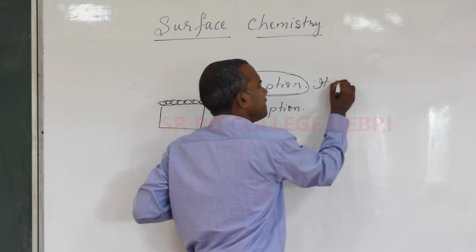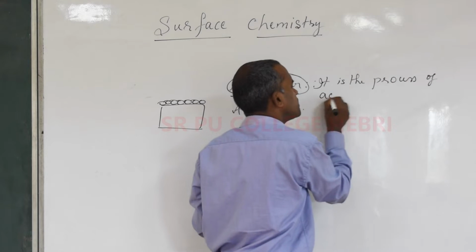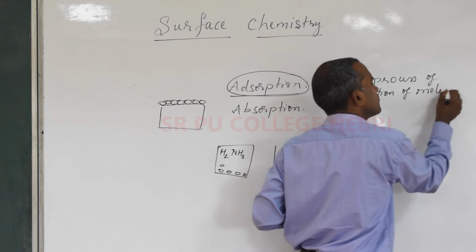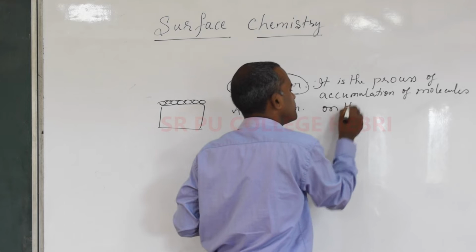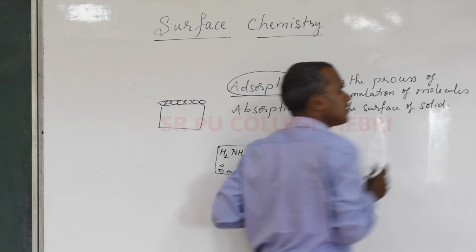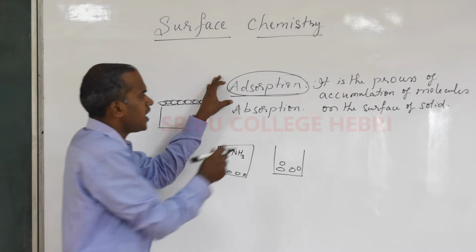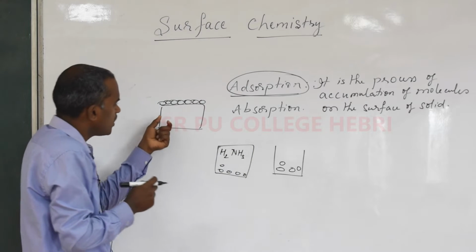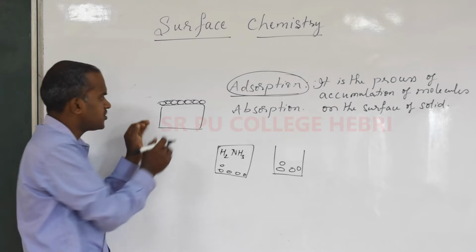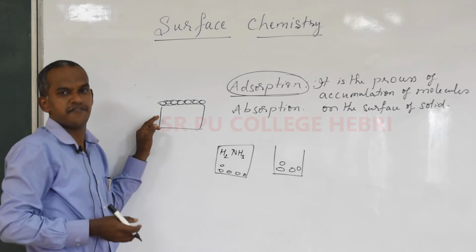It is a process of accumulation of molecules on the surface of a solid. When I started this chapter, I told you there is a phenomenon at the interface of two phases. In adsorption, the solid on which accumulation takes place is one phase, and the liquid or gas molecules which are accumulating are another phase.